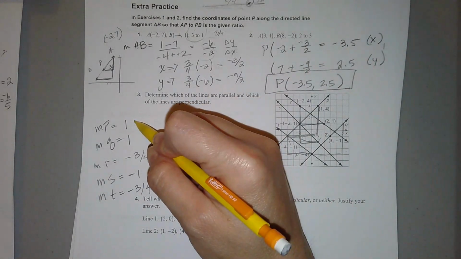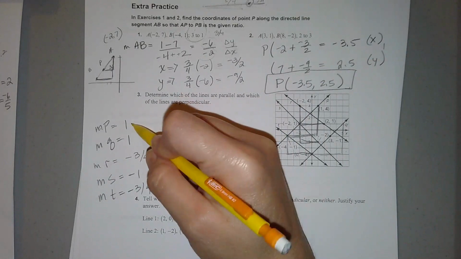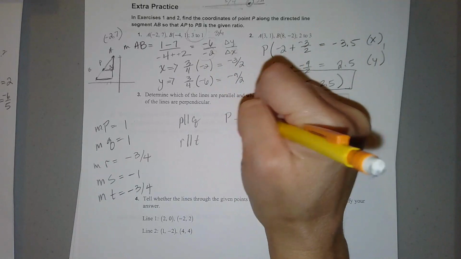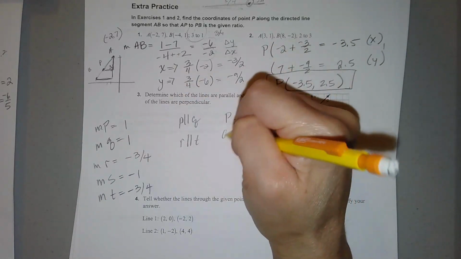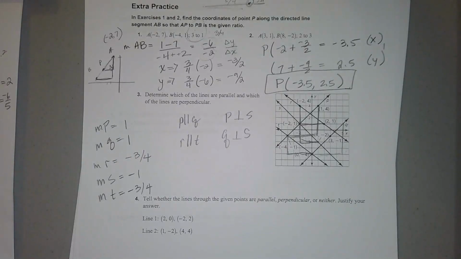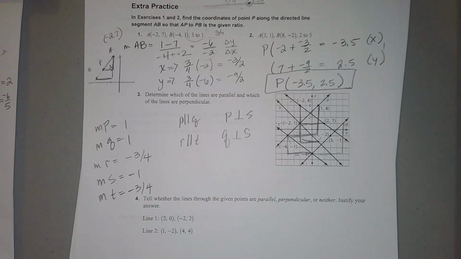Any slopes that are opposite reciprocals, like -1 and 1, are perpendicular. So P is perpendicular to S, but so is Q perpendicular to S. And that was that one theorem we talked about: if two parallel lines are perpendicular to the same line, then they're perpendicular to each other. So that was my strategy on this one, just to figure out all the slopes and then take a look. And I knew that parallel slopes were equal and perpendicular slopes were opposite reciprocals.